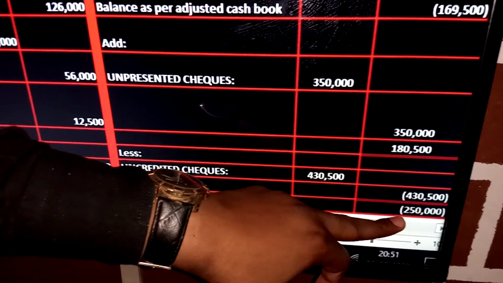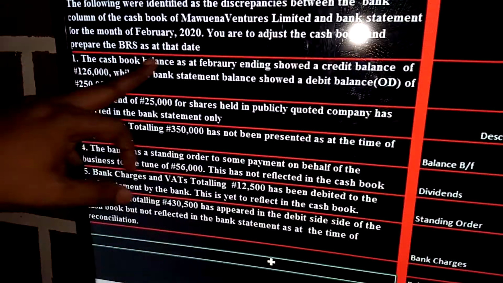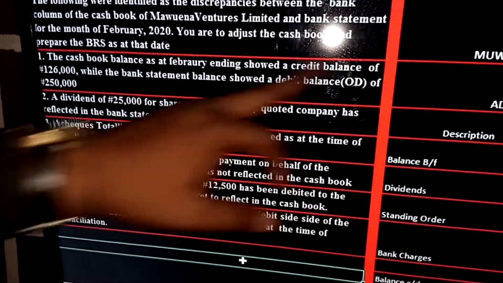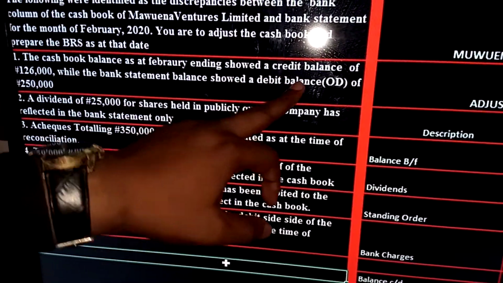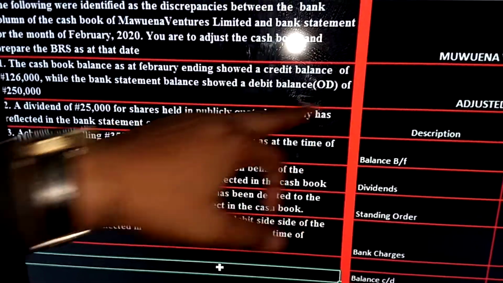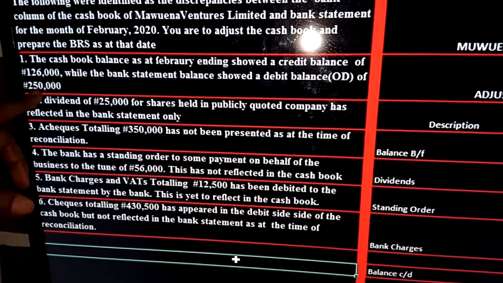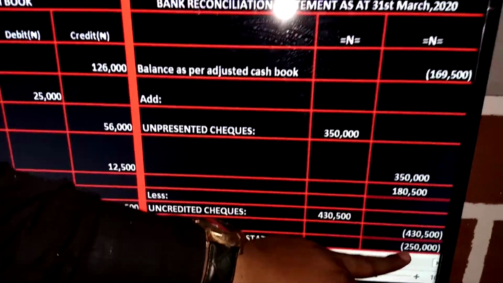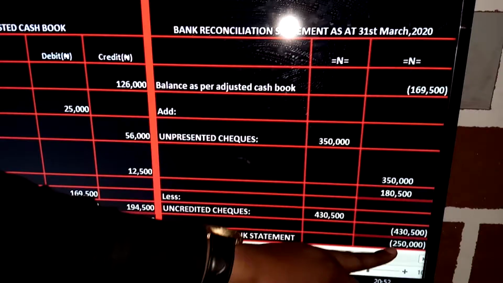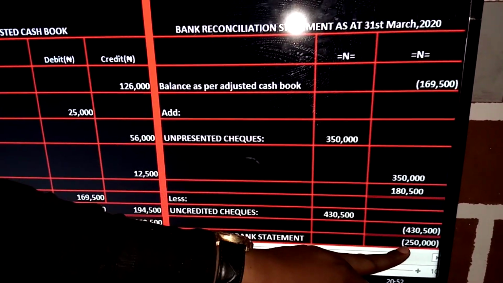That's negative. So what do we have as the bank statement balance? They say the cash book balance as at February ending showed a credit balance of 126,000, while the bank statement balance showed a debit balance, that's OD, of 250,000. That's negative. So as you can see, OD here is negative 250,000. So that means you have cleared the reconciliation differences. Okay.